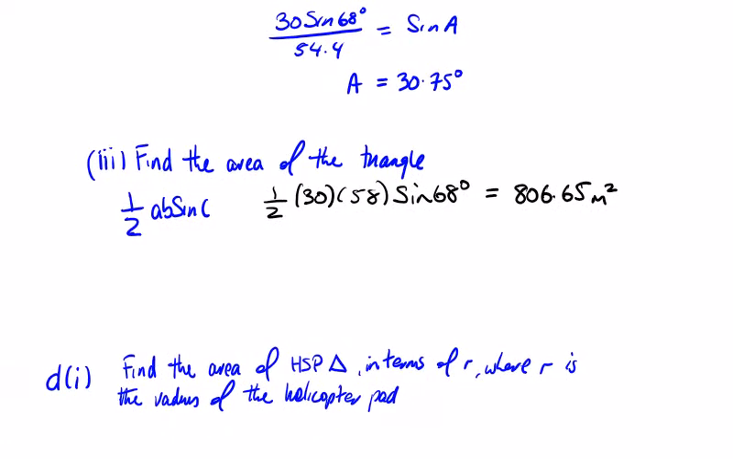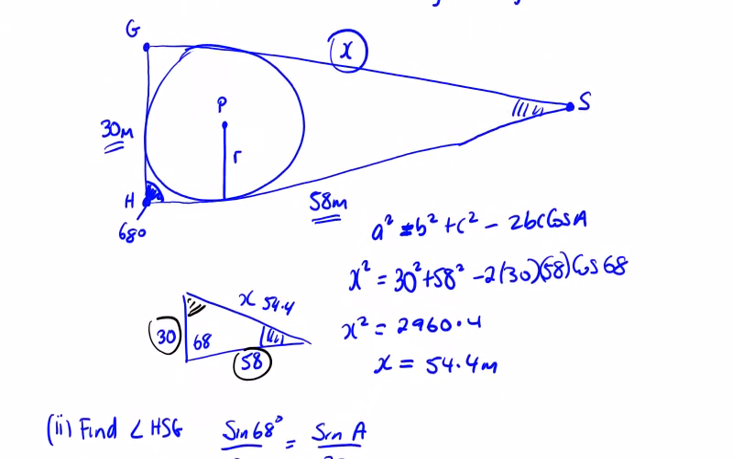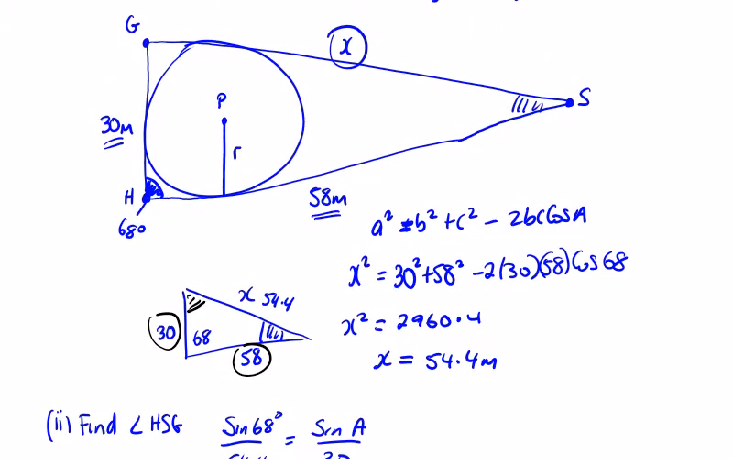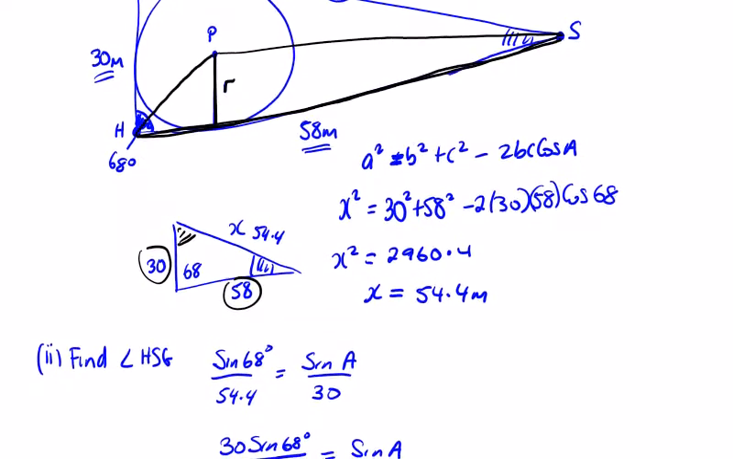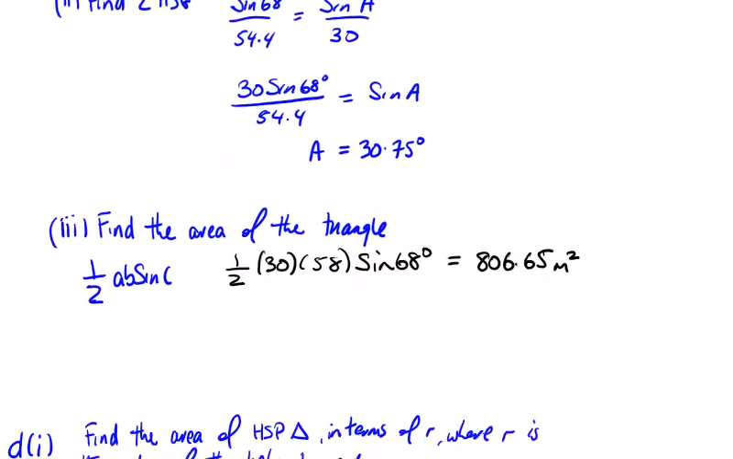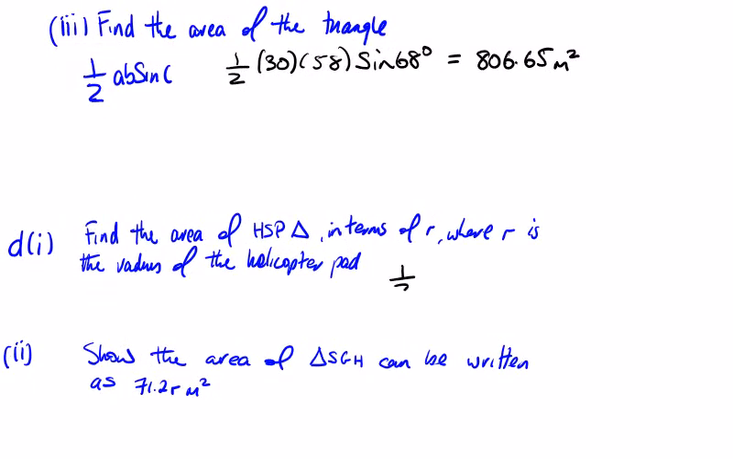Part D, part 1: find the area of HSP in terms of R. So let's go back. Which one is HSP? HPS. So it's this one here. So the area is half the base by the perpendicular height, and the perpendicular height is R. So half of 58 by R, looks straightforward enough. Half the base by the perpendicular height, which is R, is 29R.